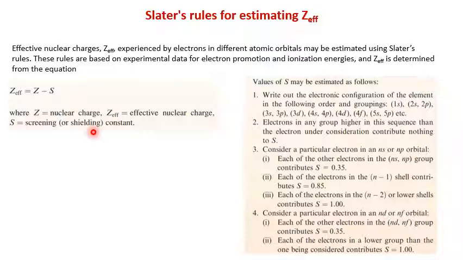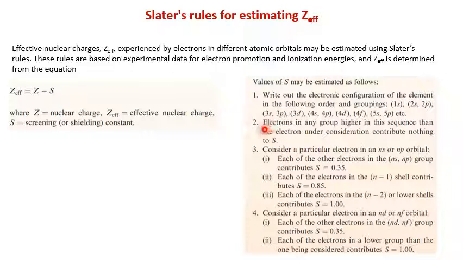Now the important part is that in this equation, one thing we have to calculate is the S value. So how do we calculate this screening constant, shielding constant? First you have to write the electronic configuration in this sequence. I have already talked about the energy order. So you have to write down the electronic configuration in this energy order sequence. Then after filling the electrons, you have to calculate the screening constant.